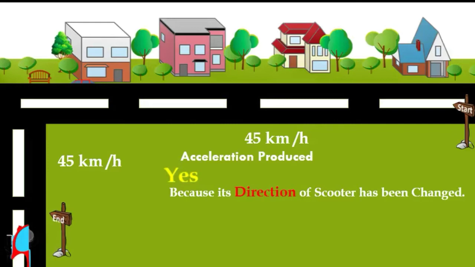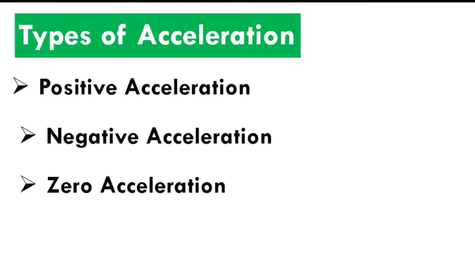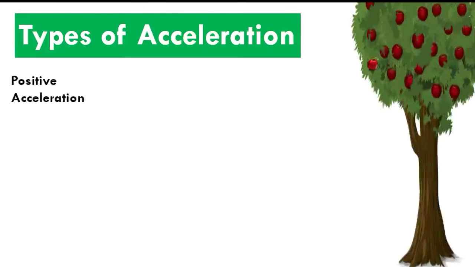And now let's discuss the types of acceleration: the positive, negative and the zero. These are the three different types of acceleration: positive acceleration, negative acceleration and zero acceleration. So let's discuss these three one by one.